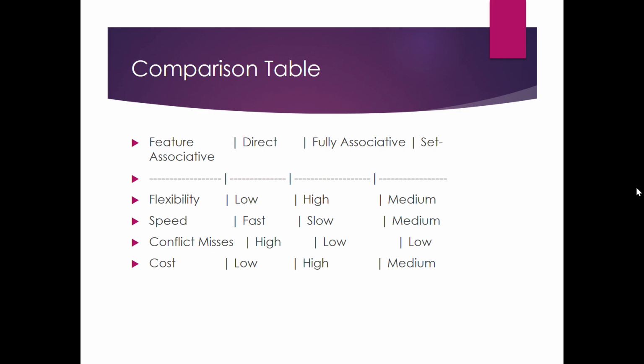The comparison table. We have the features, and we have direct, fully associative, and set associative. First, direct: flexibility is low, speed is fast, conflict misses are high, and cost is low. Fully associative: flexibility is high, speed is low, conflict misses are low, and cost is high. Then set associative: flexibility is medium, speed is medium, conflict misses are low, and cost is medium.